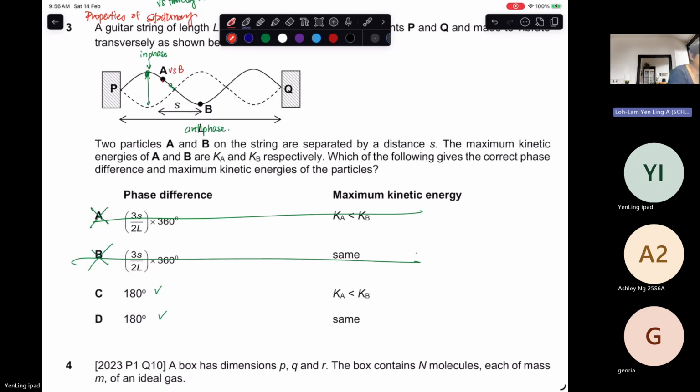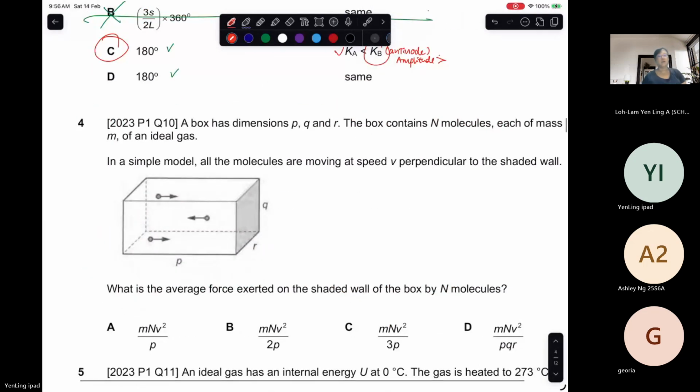So the amplitude of vibration for A is like that. It's going to vibrate up, down like that. So let me bring in the laser pointer. It's going to oscillate like this, while B is oscillating like this. So B is at the antinode, so its amplitude is bigger, and therefore it will have a larger maximum kinetic energy than A. So answer is C. All right.